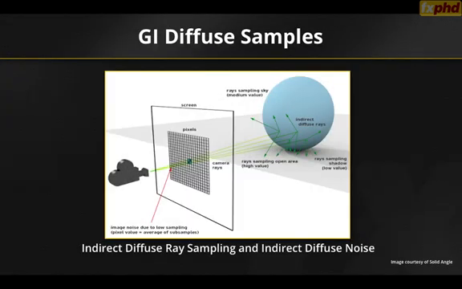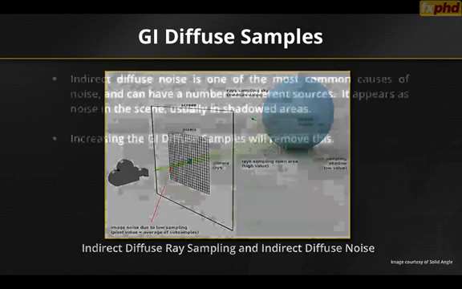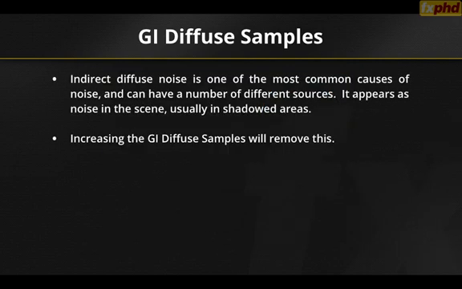This is what it basically looks like, another image from Solid Angle. So this shows the indirect diffuse ray sampling and the indirect diffuse noise. So you can see as we fire the rays in from the camera, it's basically hitting our object and then bouncing all over the place to create those additional rays. Now, indirect diffuse noise is one of the most common causes of noise, and it will have a number of different sources, and it basically appears as noise in the scene, usually in the shadow area. So that's where you need to look for it. Okay, and to get rid of the noise, as we said, we increase the GI diffuse samples.